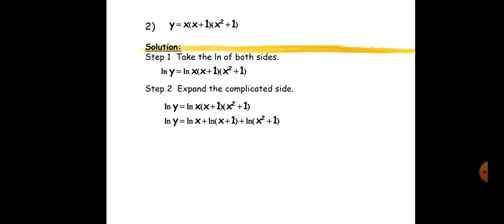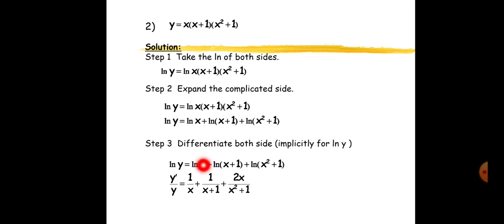Now find the derivative. The derivative of ln y is y prime over y. The derivative of ln x, from the table, is 1 over x. The derivative of a ln function is 1 over the function times the derivative of what's inside. So ln of x plus 1 is 1 over x plus 1 times the derivative of what's inside, which is 1, plus ln x squared plus 1. Its derivative is 1 over x squared plus 1 times the derivative of what's inside, which is 2x.